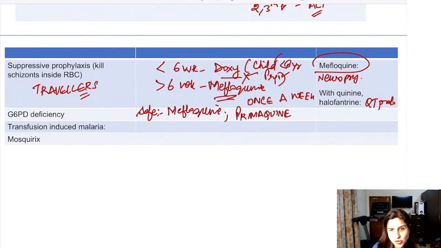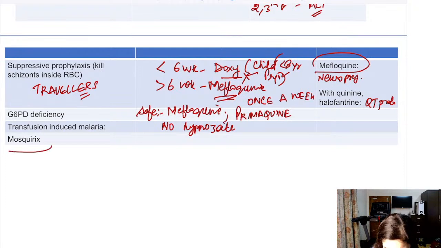Now in transfusion, yes, mefloquine is safe. Transfusion induced malaria. So if malaria is acquired through blood, like someone was given blood which was not checked properly, if the patient acquires malaria through transfusion, here because the parasite is directly already in the blood, there is no hypnozoite state in these cases. Okay? So you can skip primaquine, you can skip the hypnozoite stage. You can skip the primaquine in this case.